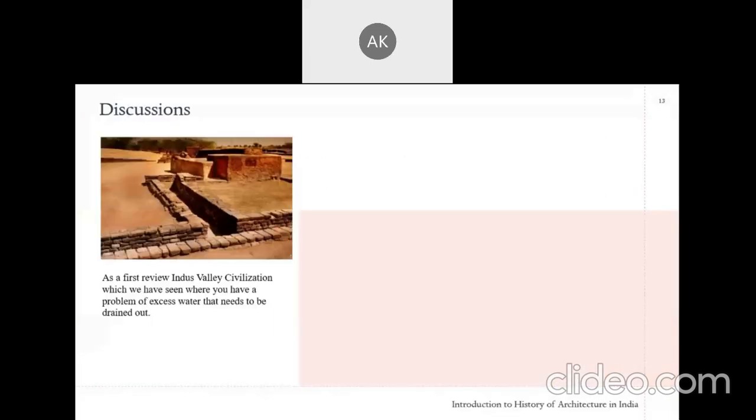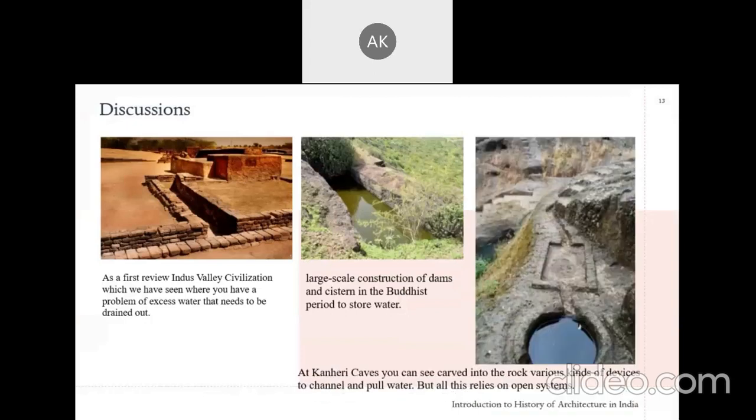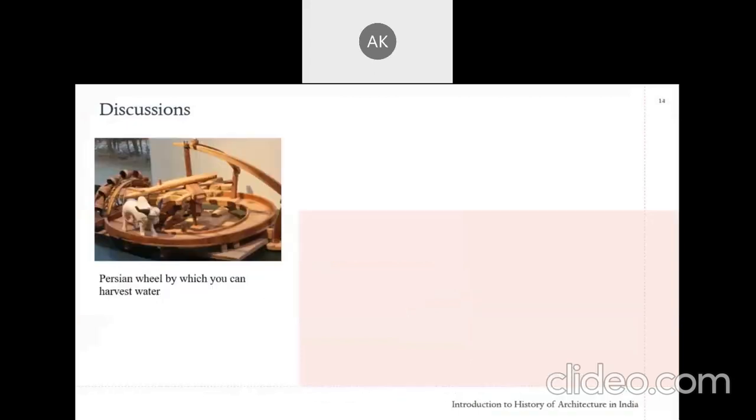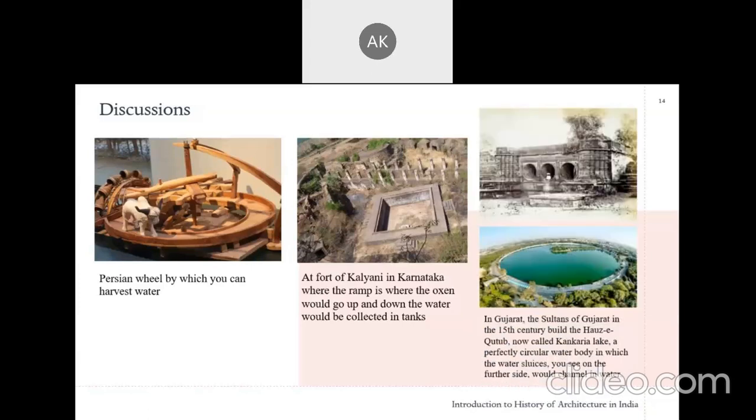Then we discussed water distribution technologies and various systems. This one we can see in the Indus Valley civilization, the water supply system. Then during the Buddhist period, the water storage system, as in the Kanhari caves. This was the Persian wheel system for pulling water out of wells. Then this is the fort at Kalyani in Karnataka, where a ramp was built and oxen were used to pump out the water.